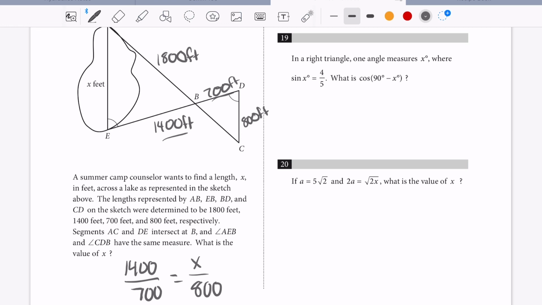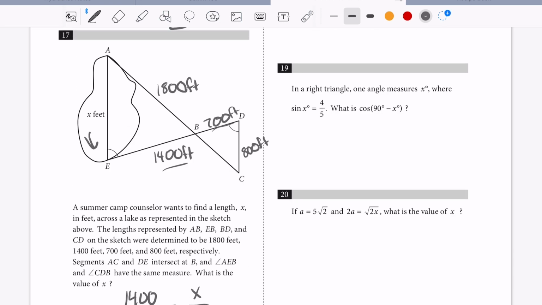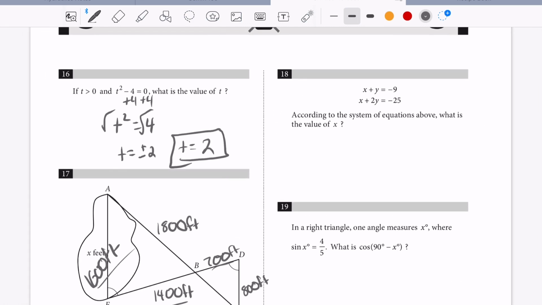And if you just solve for x here, well, 1,400 divided by 700, that's 2. Multiply that by 800, that's 1,600. So x in this case is 1,600 feet. Okay. According to the system of equations above, what is the value of x?